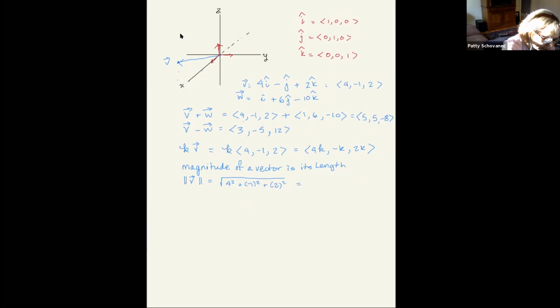So we get 16 plus 1 plus 4. I get the square root of 21 as its length. If you take any vector and divide it by its magnitude, you get what's called a unit vector, a vector of length 1. This would give me a unit vector in the same direction as v. So all I do is I take each component of vector v and divide it by the square root of 21, and I'll have a vector whose length is 1.